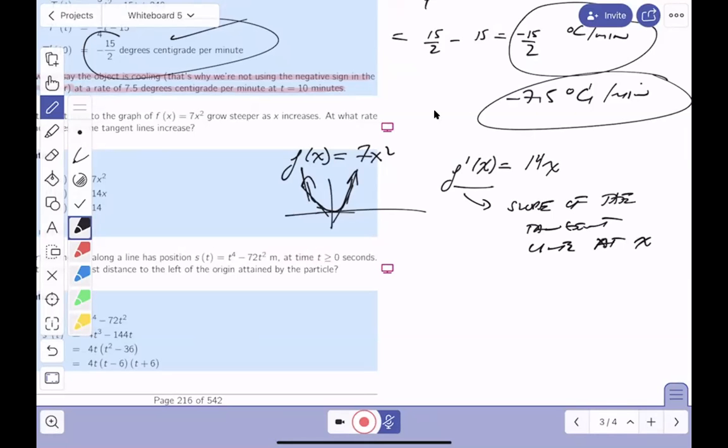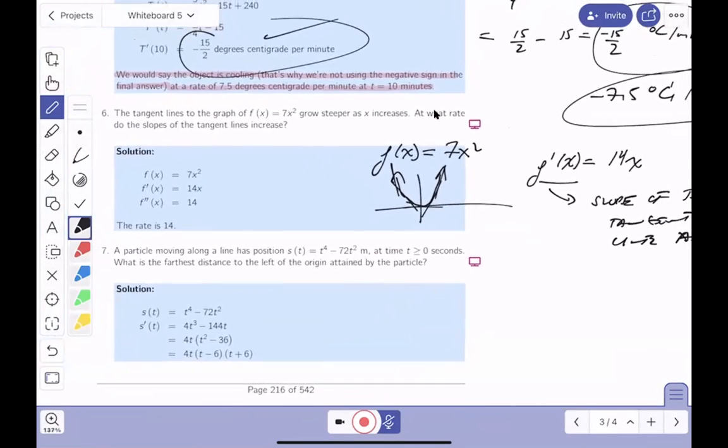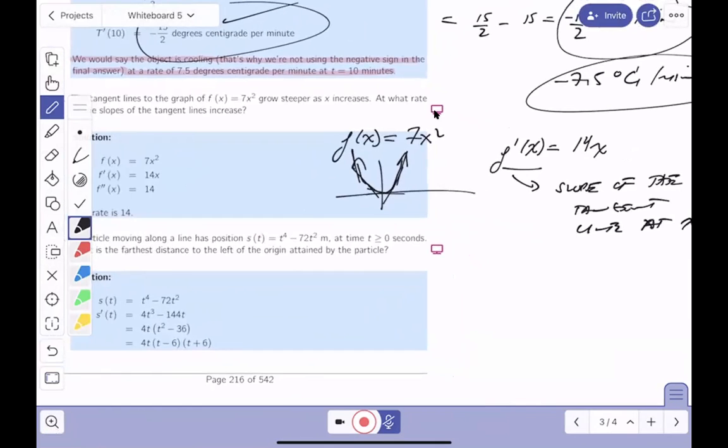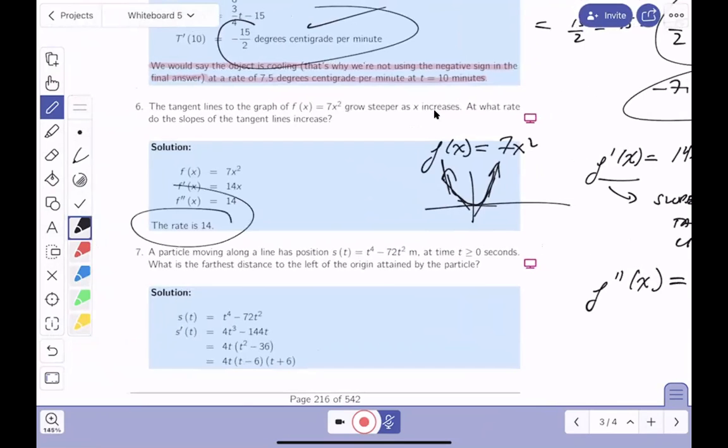Now, what's our question? Again, I know it's confusing. At what rate do the slopes of the tangent line increase? Well, that's actually the second derivative. And what's that going to be? The slope of the tangent line is increasing at a rate of 14. So the answer there is 14. The rate is 14. All right, let's go to the next one.